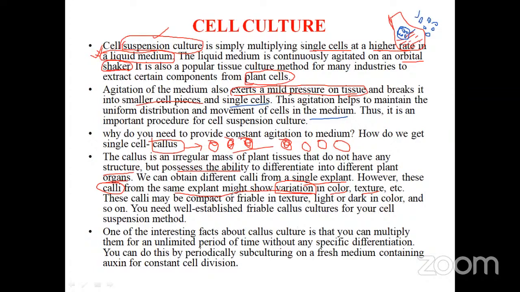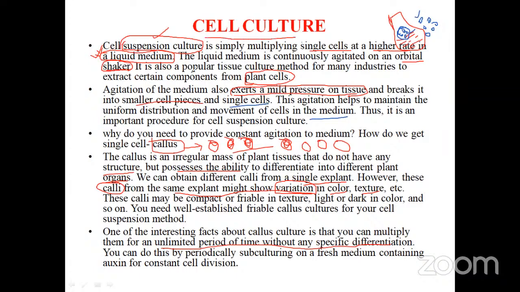One of the interesting facts about callus culture is that you can multiply them for an unlimited period of time without any specific differentiation. You can do this by periodic subculturing or continuation, adding auxins and cytokinins. So this is cell culturing. So mainly this is the cell culture process.